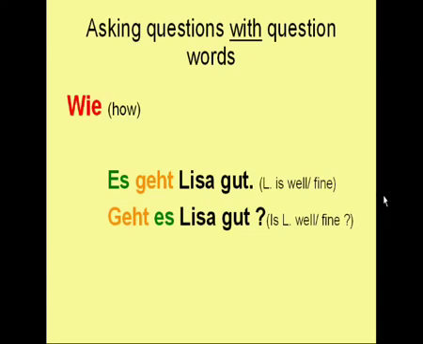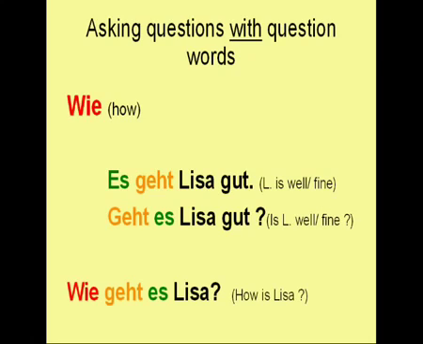And again here, don't forget, geht is the verb, es is the subject, and Lisa is the indirect object of this sentence. So if I would translate it literally, I would say, does it go Lisa good? Or does it go Lisa well? Now with question word, this would sound like that. Wie geht es Lisa? Meaning, how is Lisa? If I would translate it literally, I would have to say, how does it go Lisa?